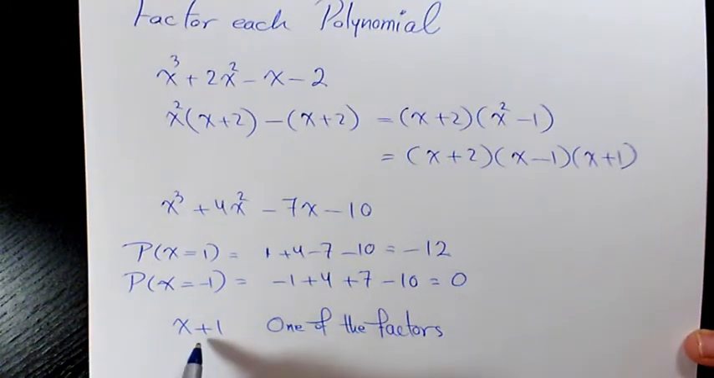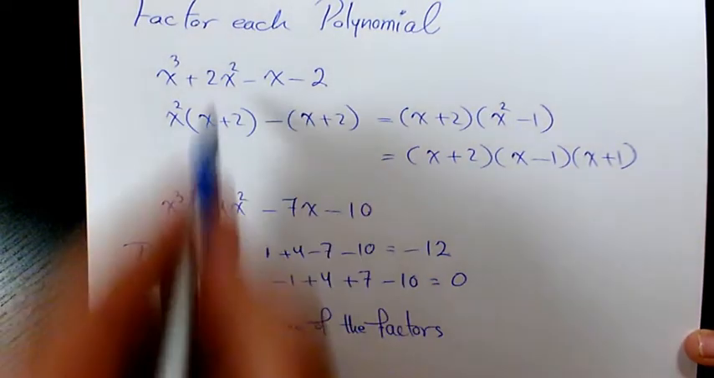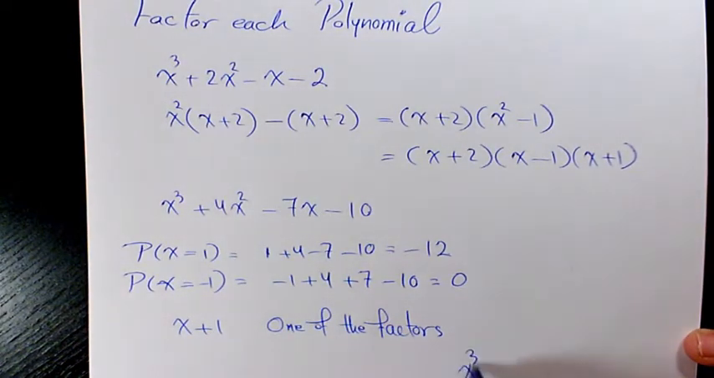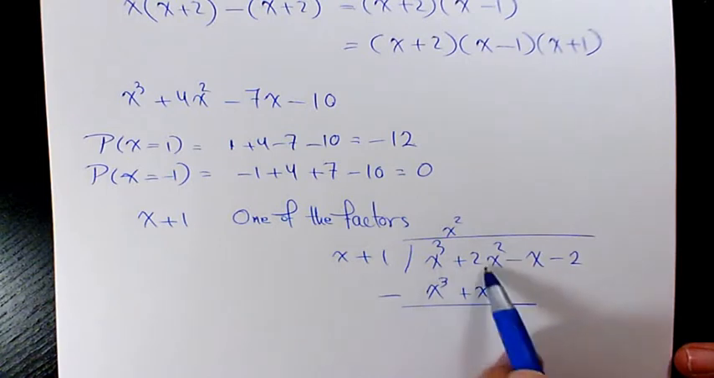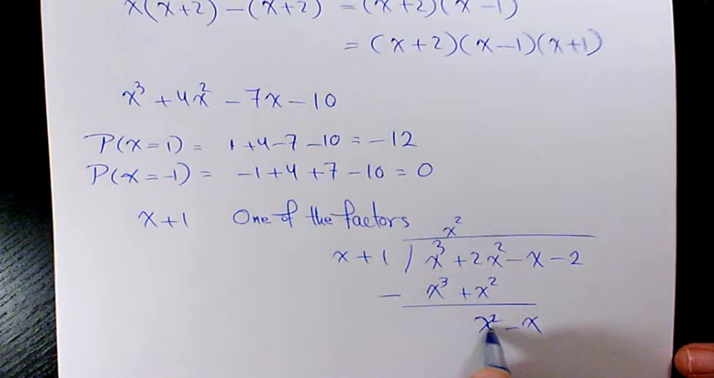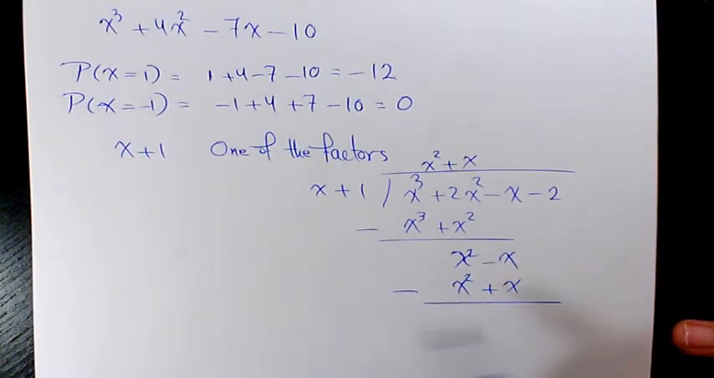So if you divide the polynomial by x plus 1, we have x cubed plus 4x squared minus 7x minus 10 divided by x plus 1. That's going to be x squared. Multiply that, and it's x cubed plus x squared. You subtract it, then these two cancel out. 4x squared minus x squared is going to be 3x squared. Now x squared divided by x is just x. When you multiply that, it's going to be x squared plus x. You subtract it again.